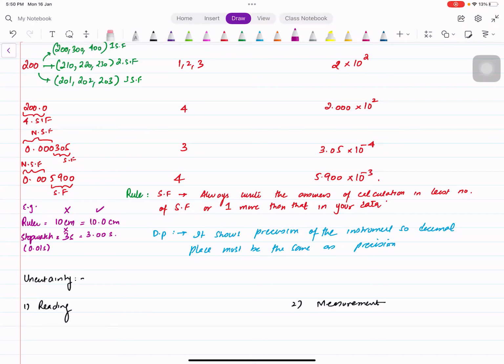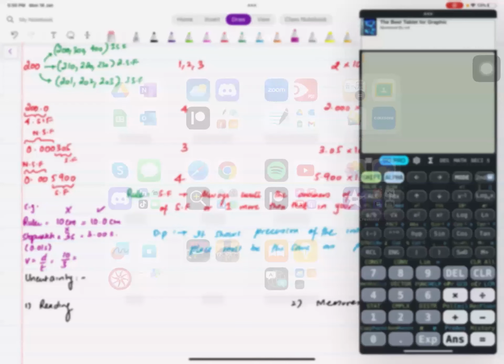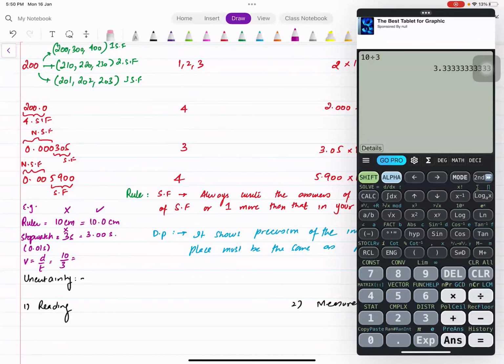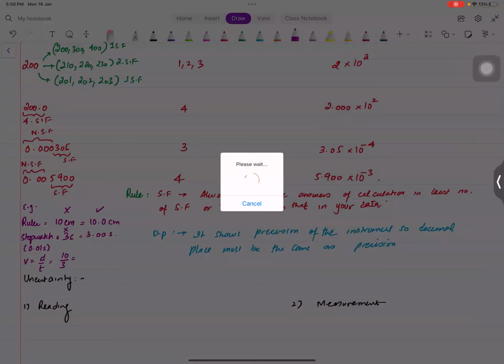Now, suppose they ask you to find speed. So you know speed is distance over time. And then when you're finding 10 divided by 3, it should give you a number like 3.33333, right? So it's a recurring number. Now, how many significant figures should I write to get the answer right?